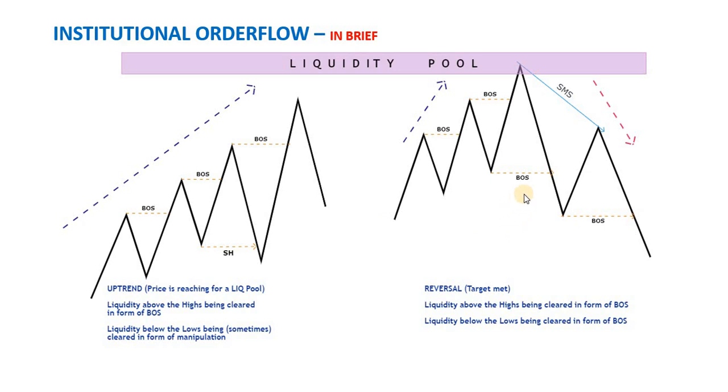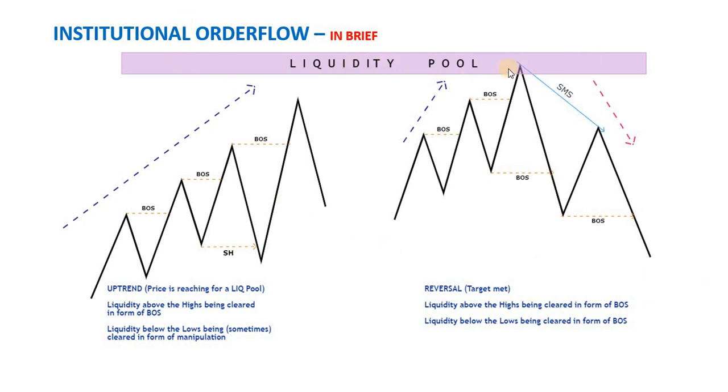That tells us that it is a manipulation. So finally, if we have another break of structure here, it's now confirming that price is actually shifting from an uptrend to a downtrend. Why? Because again, the liquidity that it seeks has been met and cleared. So price will have reasons to actually move down in search of the sell side liquidity.